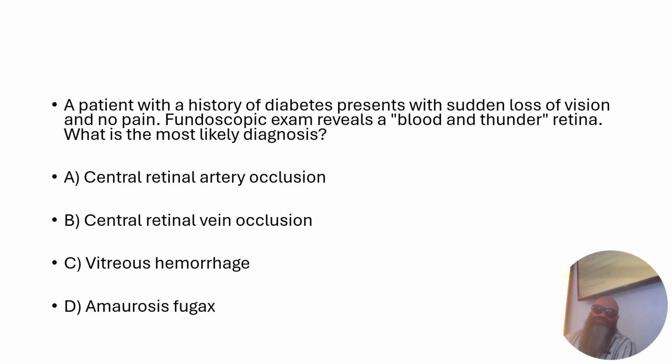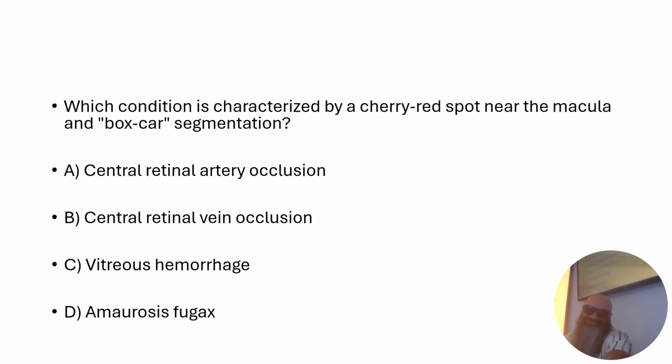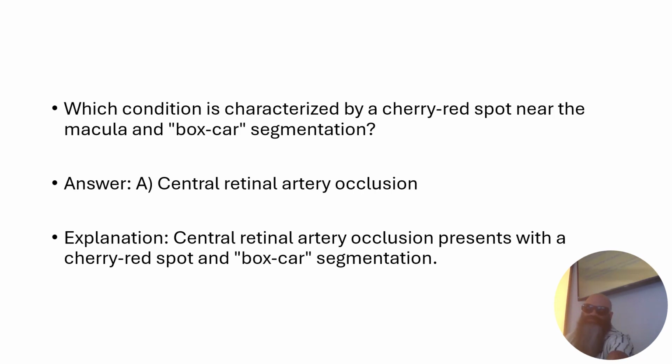All right. So this patient has diabetes, sudden loss of vision, no pain. Blood and thunder. B. Okay. Awesome. Good work. How'd you all know that? Ooh. Cherry red spot, boxcar segmentation. A. See, this helps retain it. The more repetition you get.